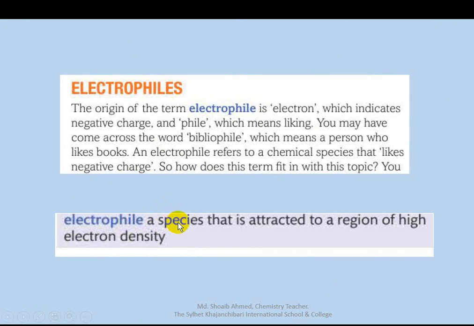An electrophile is a chemical species that contains an electron acceptor. Electro means electron, which indicates negative charge, and phile means liking, so it likes negative. Electrophiles are species, atoms or molecules, that attack a region of high electron density. They are positive, but they like negative, so they attack the area of high electron density.